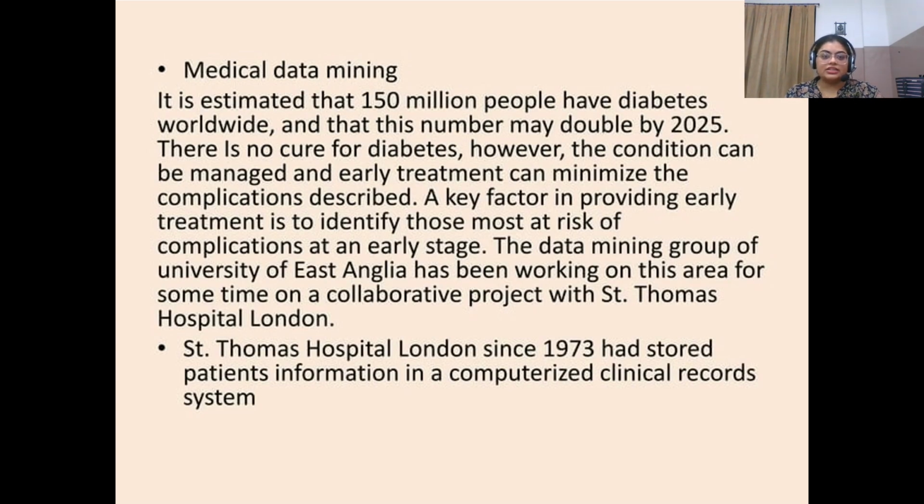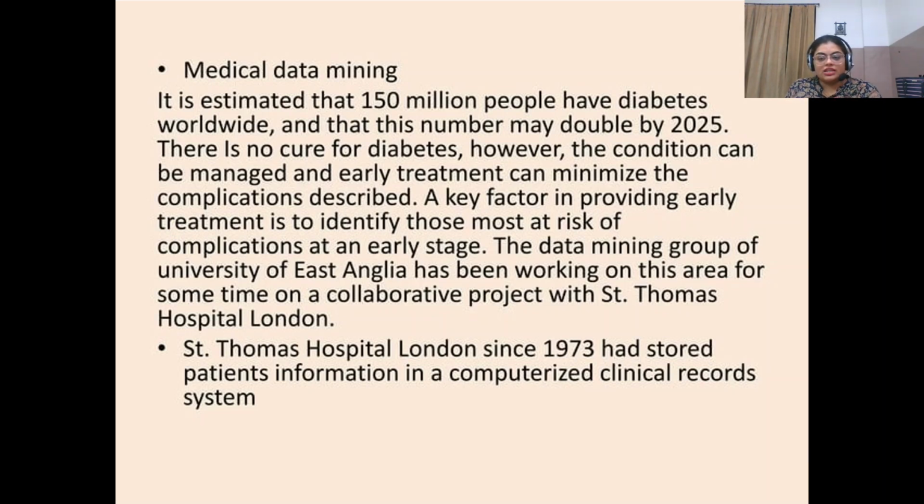Medical data mining. It is estimated that 150 million people have diabetes worldwide, and that this number may double by 2025. There is no cure for diabetes. However, the condition can be managed and early treatment can minimize the complications. So, a key factor in providing early treatment is to identify those most at risk of complications at an early stage. The data mining group of the University of East Anglia has been working on this area for some time on a collaborative project with St Thomas Hospital, London.